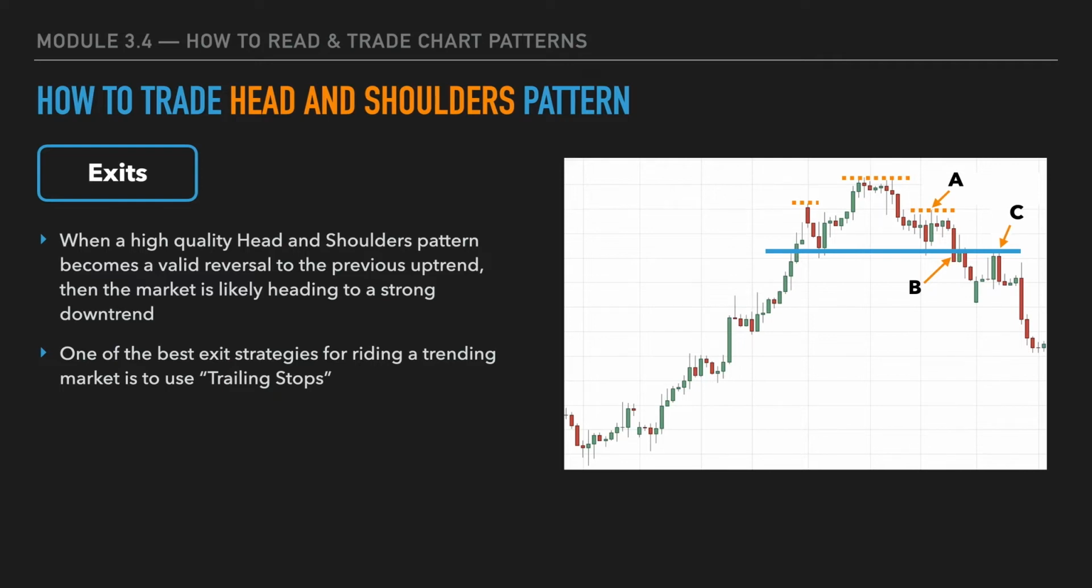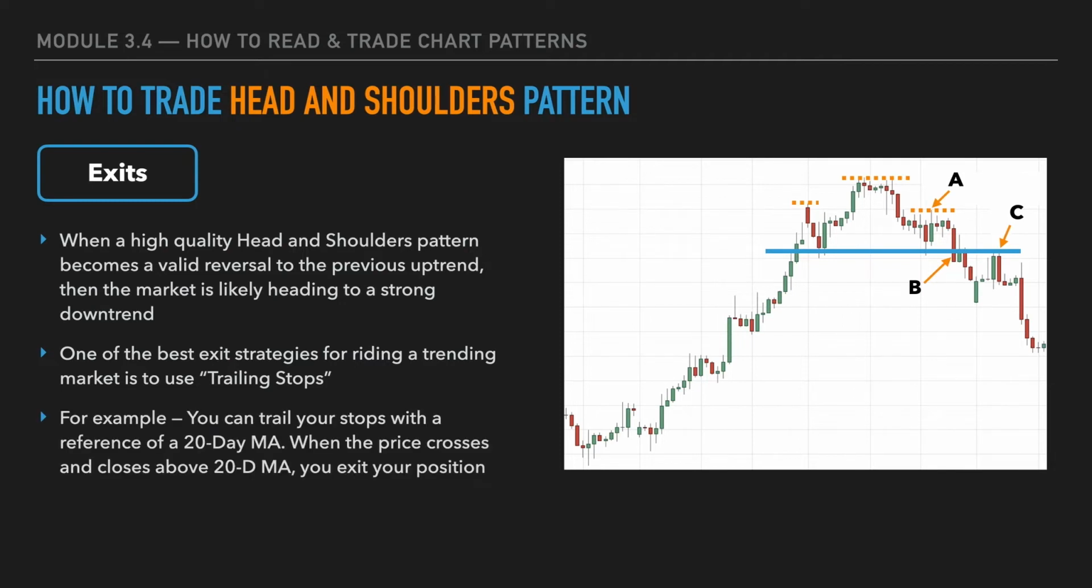How to use a trailing stop really depends on your trading style. For example, if you are a short-term swing trader, one of the common ways to trail your stop loss is to use the 20-day moving average. When the price crosses and closes above the 20-day moving average, you can exit your full position. I would highly recommend that new traders combine a trend following system with the head and shoulders pattern to maximize your potential return.